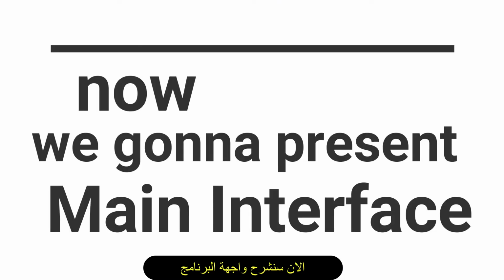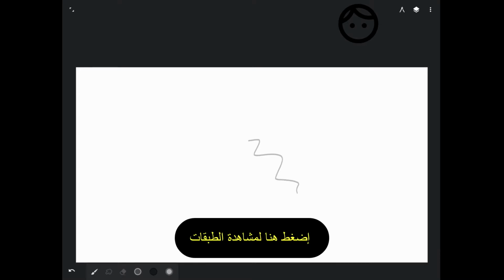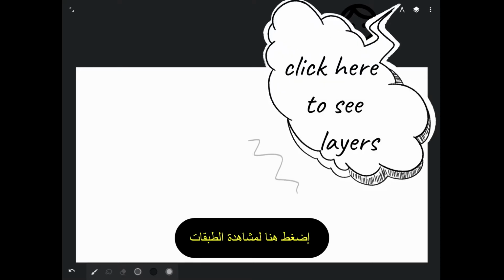Now we're gonna present the main interface. Let's start with layers options. What do layers mean? Layers are used in digital image editing to separate different elements of an image. A layer can be compared to a transparency on which imaging effects or images are applied and placed over or under an image. Click here to see layers.